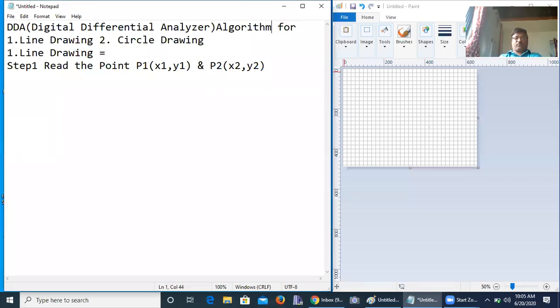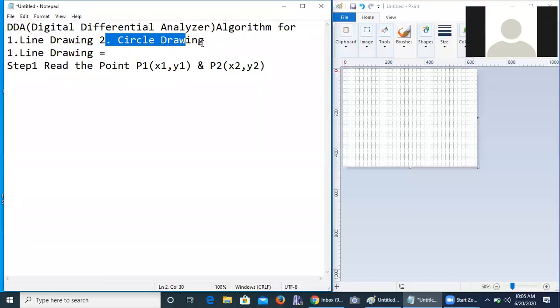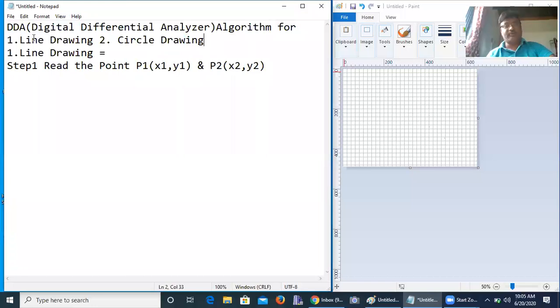So what is the aim of this algorithm? To draw a line and to draw a circle. So these are the 2 points inside this DDA, line drawing and circle drawing algorithm. Now just come to the line drawing. In step 1 I have already read the points.